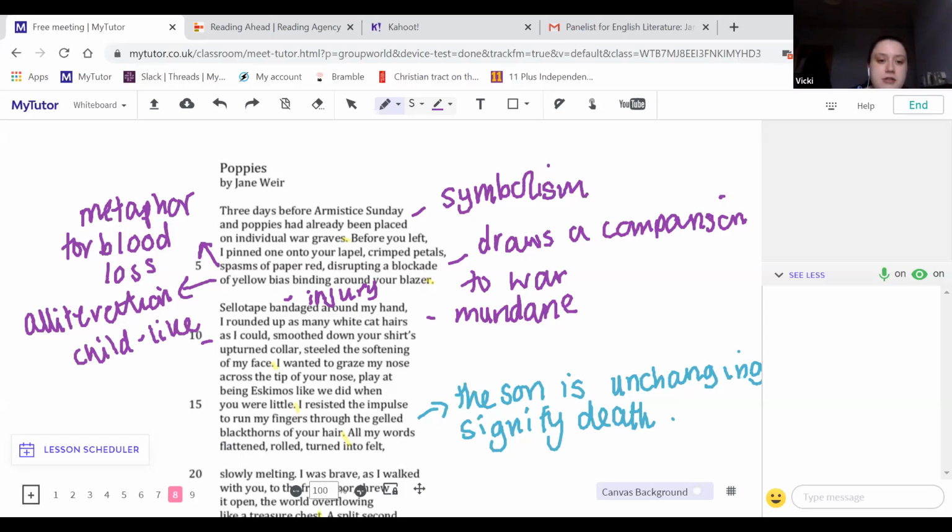Right. I wanted to graze my nose across the tip of your nose. Play at being Eskimos like we did when you were little. So you've almost got sort of a structural little mini flashback here. Reflection.